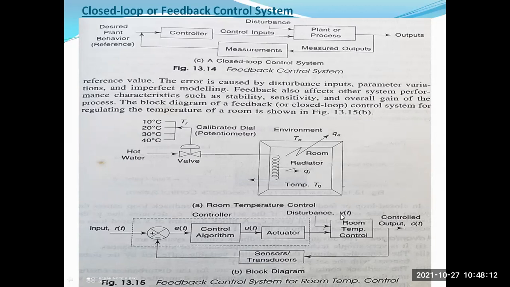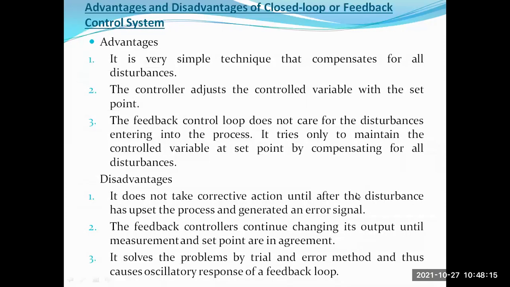Now another part, that is the advantages and disadvantages of closed loop control systems. For any system we use, it has some advantages and also a little bit of disadvantages. First advantage: it is a very simple technique that compensates for all disturbances. That means any type of load can be treated as a disturbance variable.